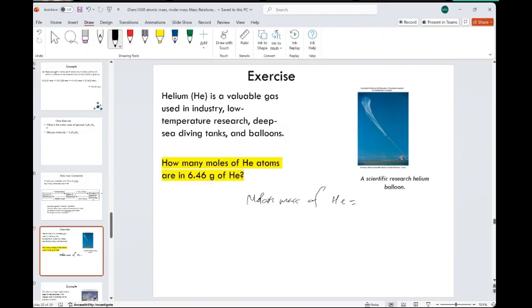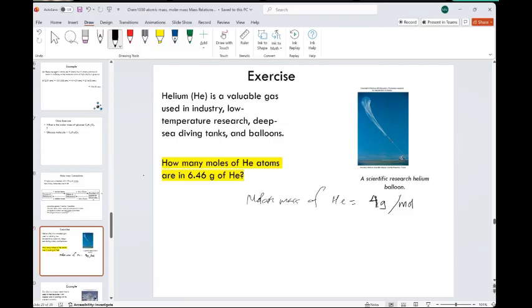So molar mass of helium is how much? 2, right? Around 2. You need to see the periodic table. 4? Is it 4? 4, right? Yes. So 4 gram per mole. Okay.